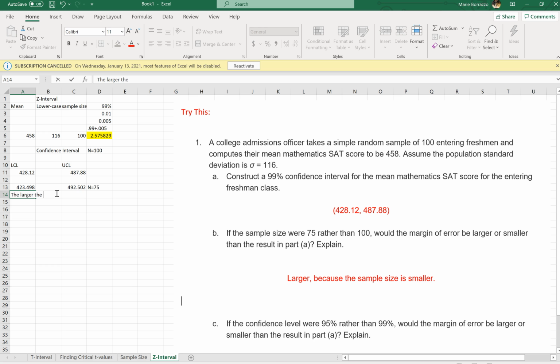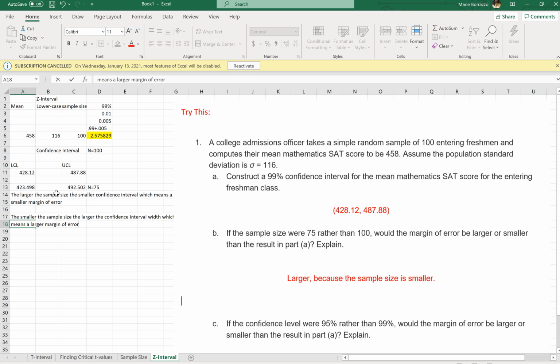So the larger the sample size, the smaller, and we discussed this in one of our class sessions online with Zoom. So the larger the sample size, the smaller the confidence interval, which means a smaller margin of error, and the smaller the sample size, the larger the confidence interval, sorry about that, which in this case means a larger margin of error.